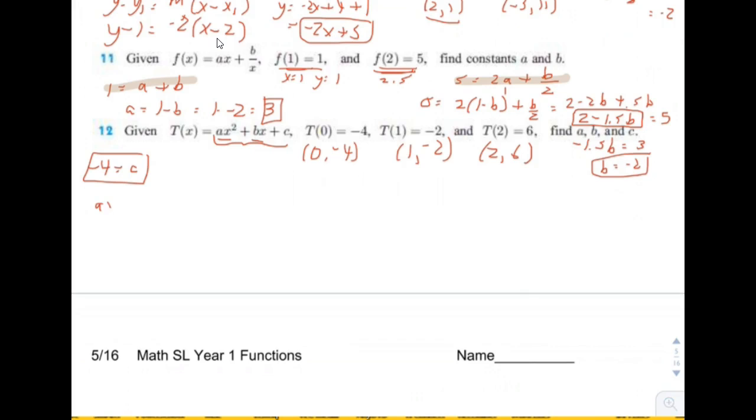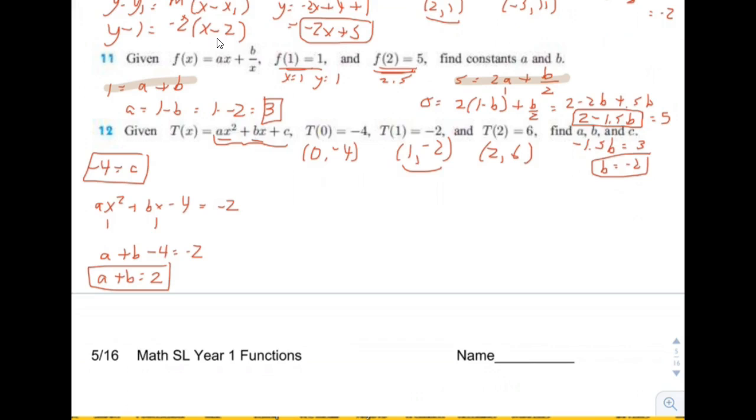Now we take ax squared plus bx minus 4, because we already know that c is negative 4, and then we're going to substitute in 1 and negative 2. So 1, 1, and then equals negative 2. Okay, because that's this point here. And so now we have a plus b minus 4 equals negative 2. Add 4 to both sides, and we get a plus b equals 2.